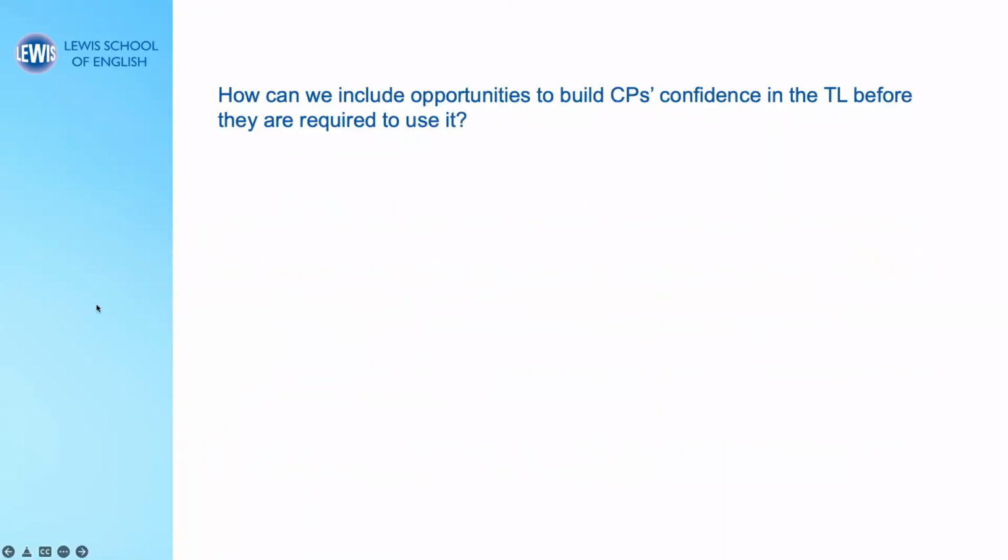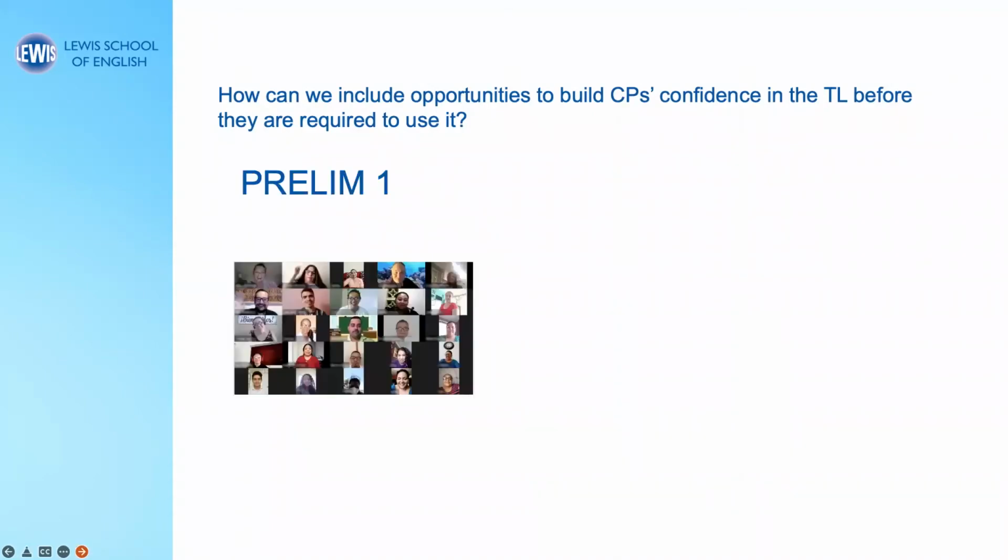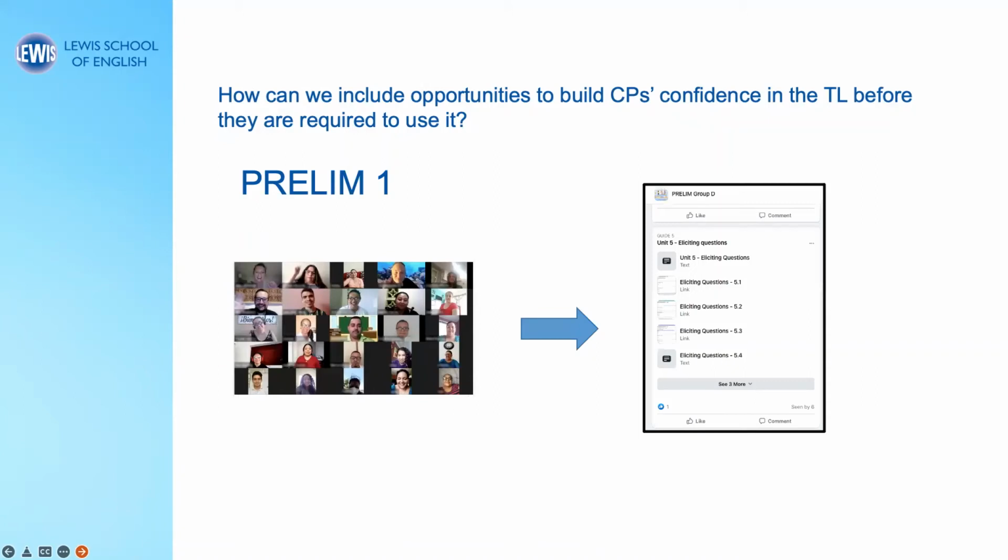So that first question, how can we include opportunities to build their confidence? Well, we made a little bit of a switch around because in Prelim 1, each module started with a live session. And that live session was used to introduce new language. So it was a language lesson, essentially. The language was presented in that class. And then after the live session came the asynchronous components.